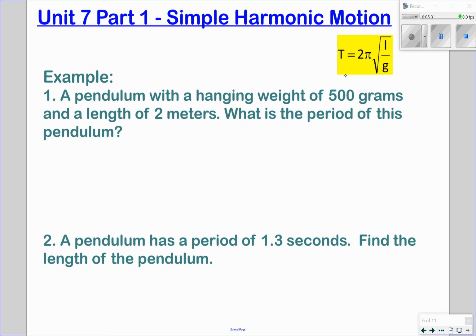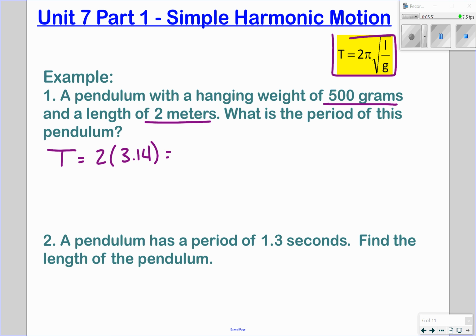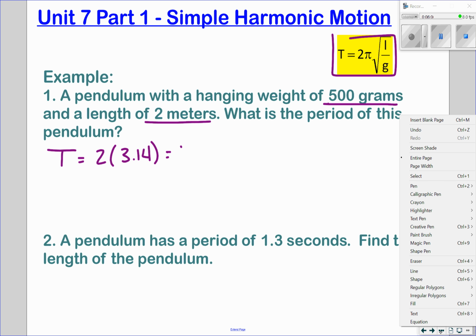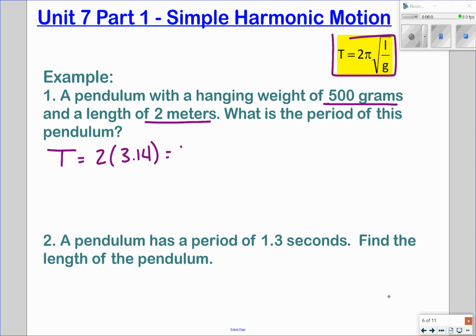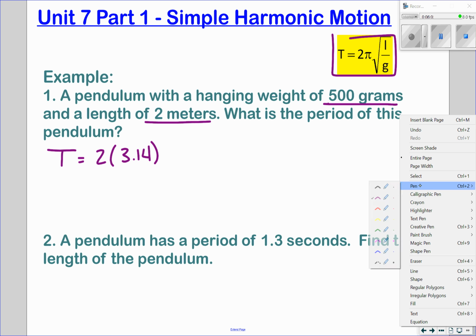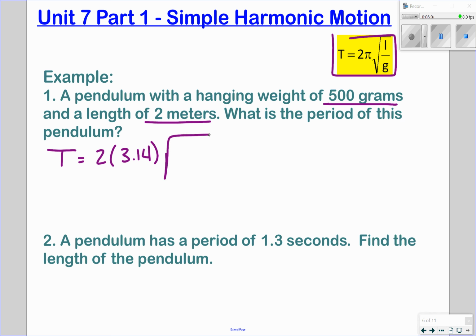All right, so here's our formula. We've got our formula referenced up here in the corner. We're going to go ahead and work through number one: a pendulum with a hanging weight of 500 grams and a length of 2 meters. What is the period of this pendulum? Well, we know our period would be 2 times our value for pi, 3.14, all multiplied. I'm sorry, I put an equal sign right there. We're going to then multiply that by the square root of the length of our pendulum, which is 2 meters, all over our 9.81 meters per second squared.